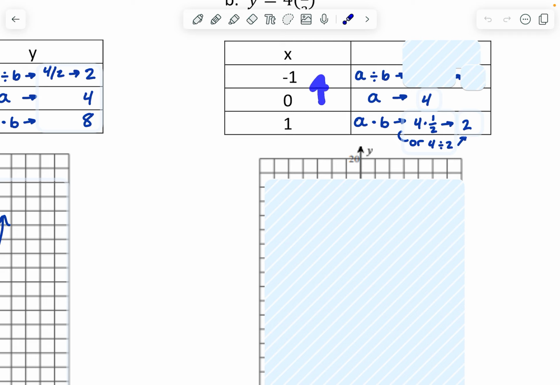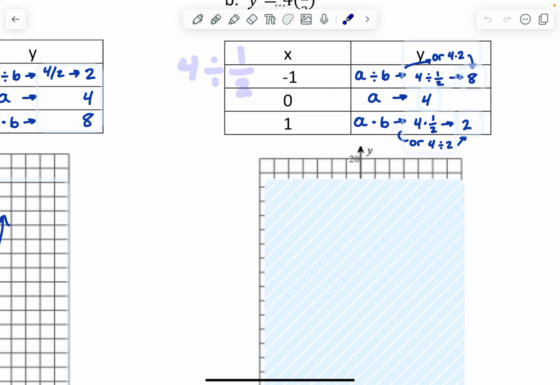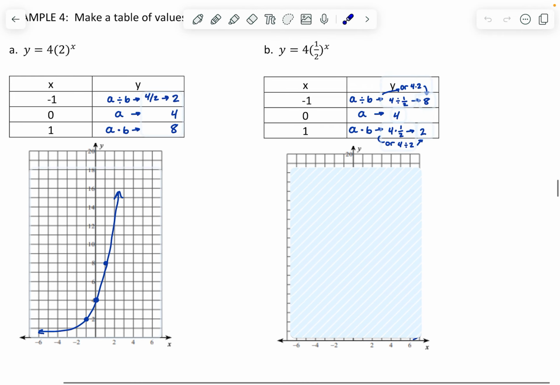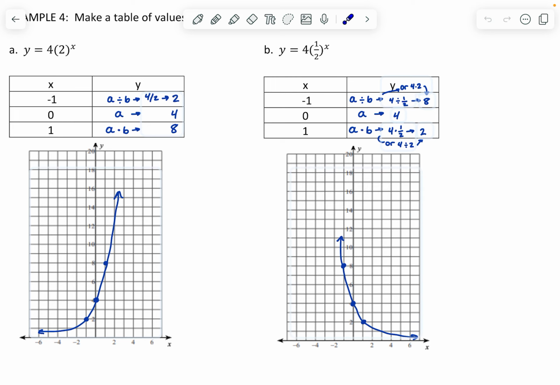Going the other way, 4 divided by 1/2 is the same thing as saying 4 times 2, so 8. And we know that since b is less than 1, it's going to represent decay, going off into the right, decreasing.